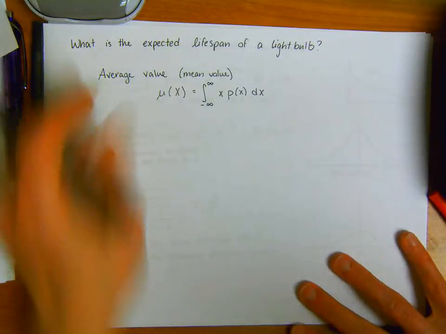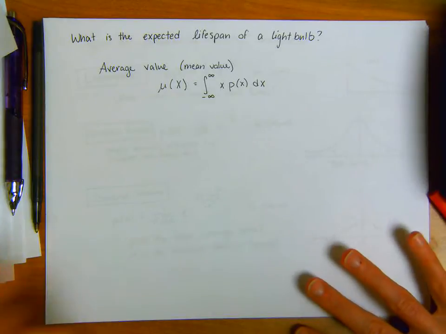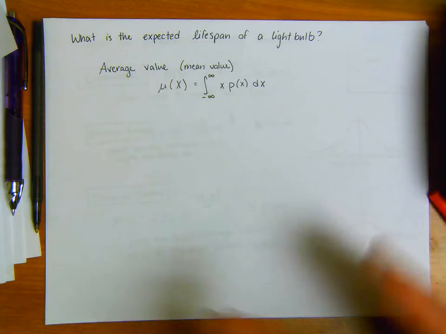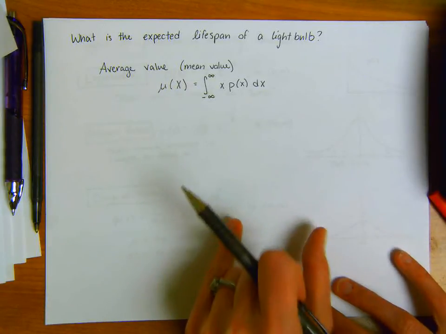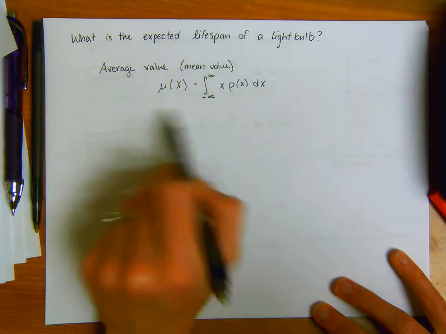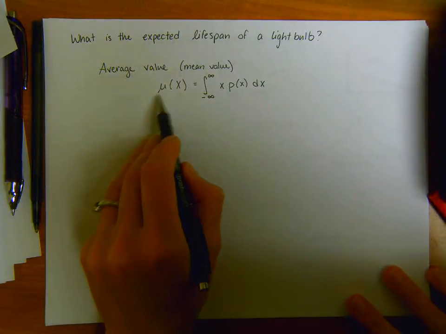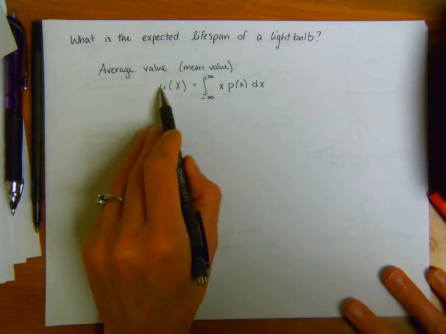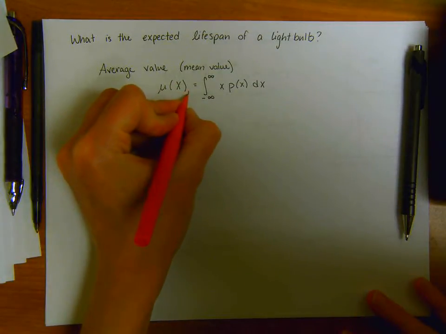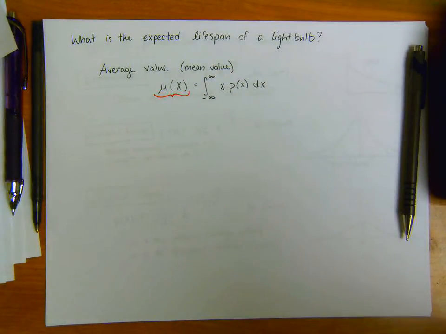Another thing that you might ask is, what is the expected lifespan of a light bulb? That's a question that's slightly different than what we were asking before. Before we were asking how likely is it to burn out in a specific time period, whereas this is asking what's the average value that you would expect it to last. And this has a special symbol. This mu here stands for average value, the mean value of our random variable.